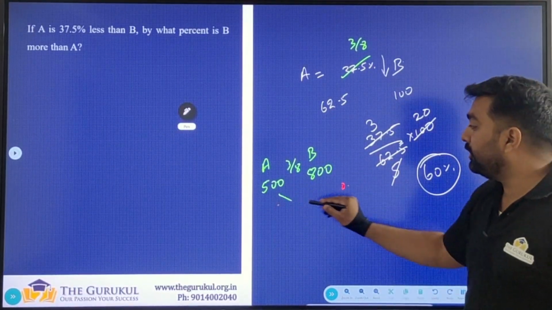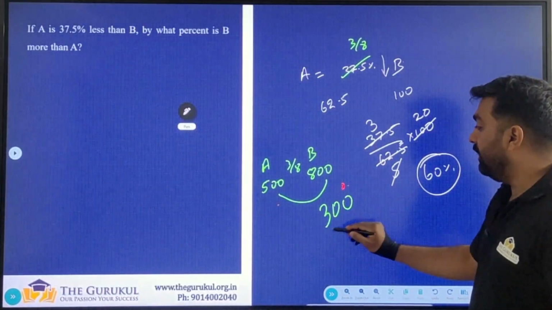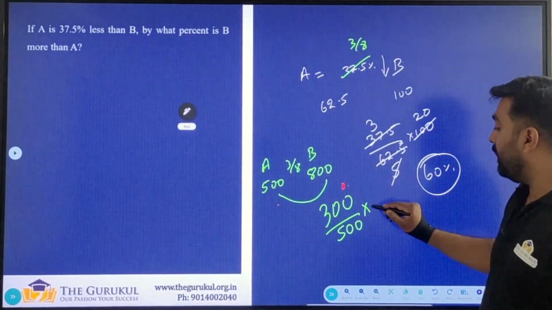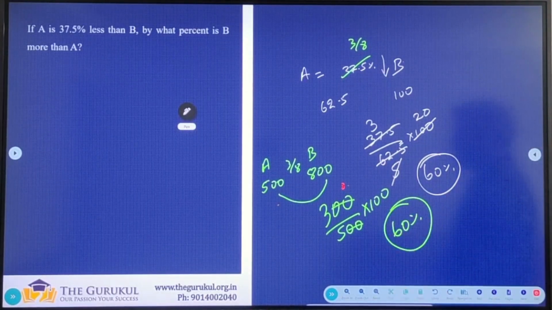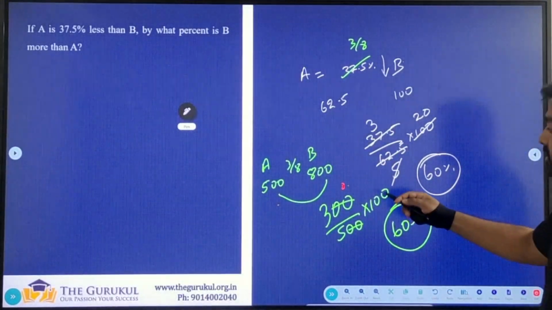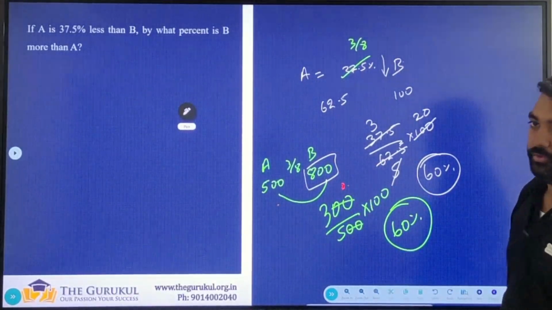Now B is how much more than A? B is 300 more than A's value. I want percentage, multiplied with 100, which is 60%. This is what we need to be careful about.